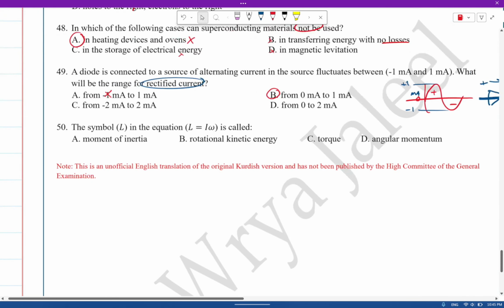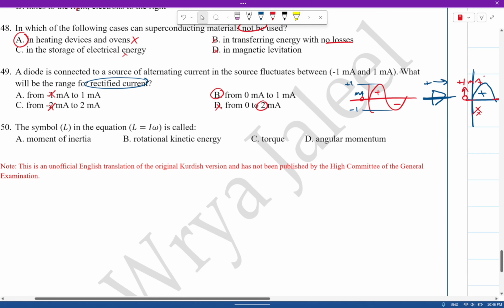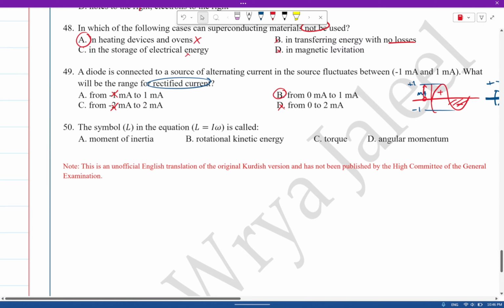What about option C? As long as you see negative, cross it out, because there's a diode. From 0 to 2, that is incorrect, because we cannot create, let's say, alternating currents here. This part would be cut off. It's not like this part would be added to the other part. No, it's just going to be cut off. So that is still between 0 to 1 milliampere only. So that is option B.